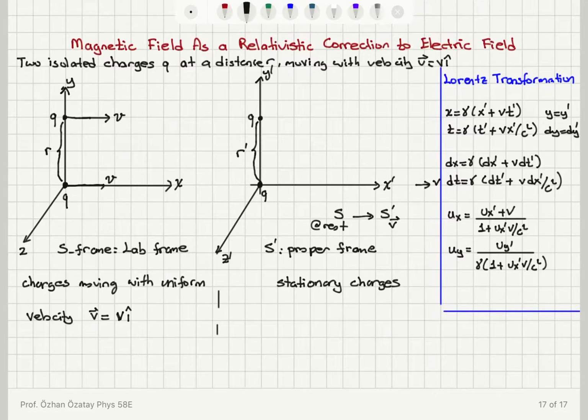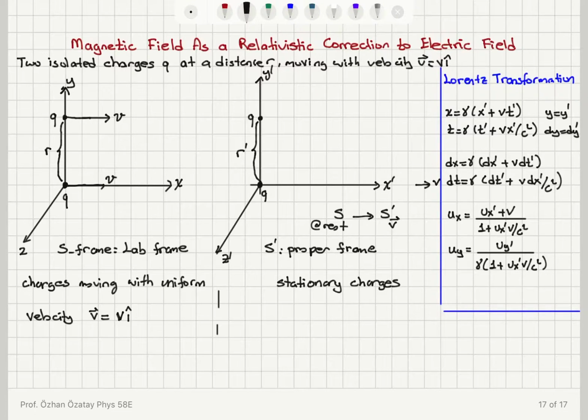Now if you remember our Lorentz transformation equations from our previous studies on modern physics, the Lorentz transformation tells us that there is a velocity transformation between these two reference frames, such that the x velocity component measured in the lab reference frame is the velocity component ux prime measured in the proper reference frame plus v, the relative velocity of the two reference frames, divided by 1 plus ux prime v over c squared, where c is the speed of light.